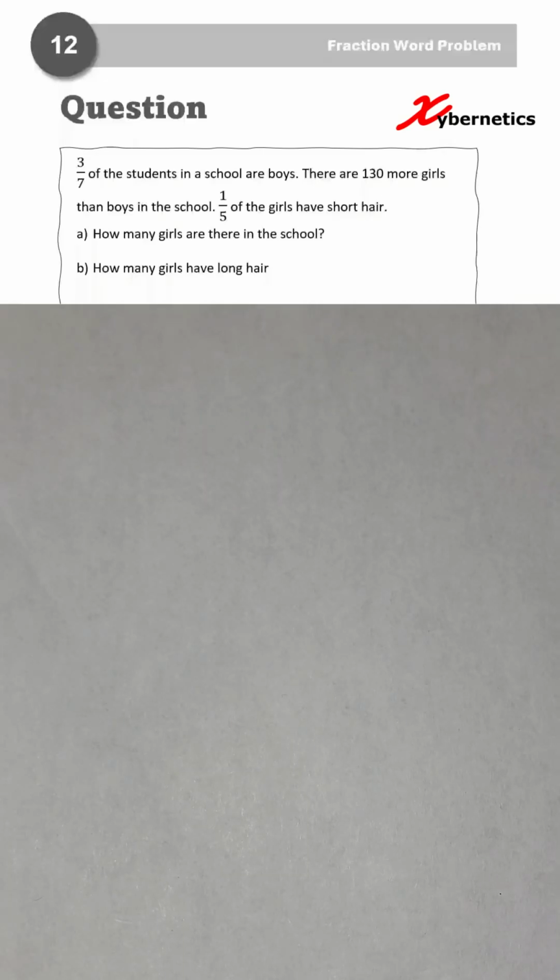This is question number 12 from our fraction word problem workbook. The question is saying 3/7 of the students in the school are boys. There are 130 more girls than boys in the school. And it continues by saying 1/5 of the girls have short hair. Part A is asking how many girls are there in the school, and part B is asking how many girls have long hair.